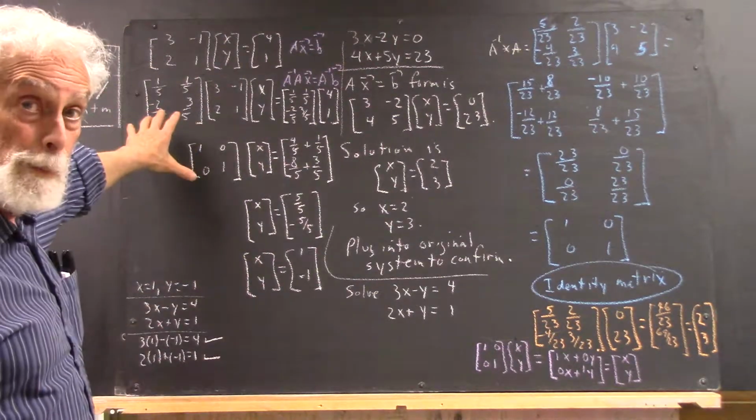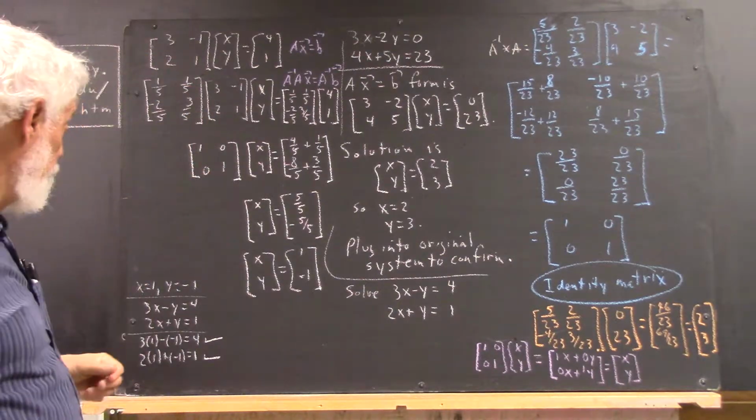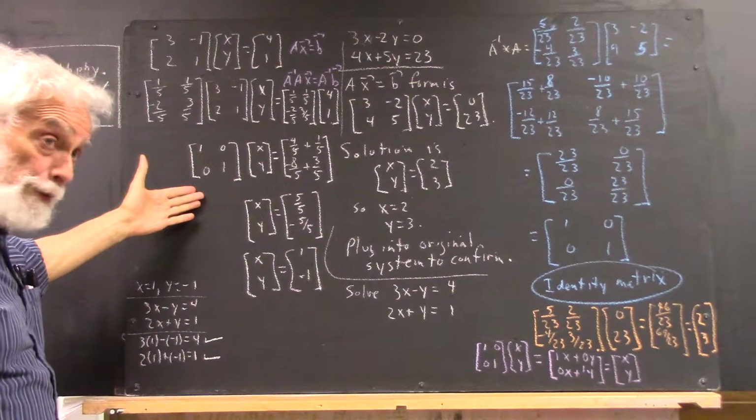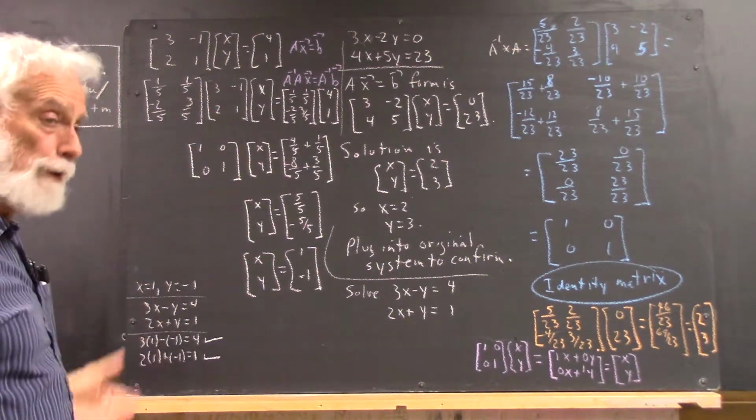It's always good to double check. It's always good to both multiply this out to make sure you have the identity, and that also reminds you what we mean by the inverse. And then at the end, plug in and check.